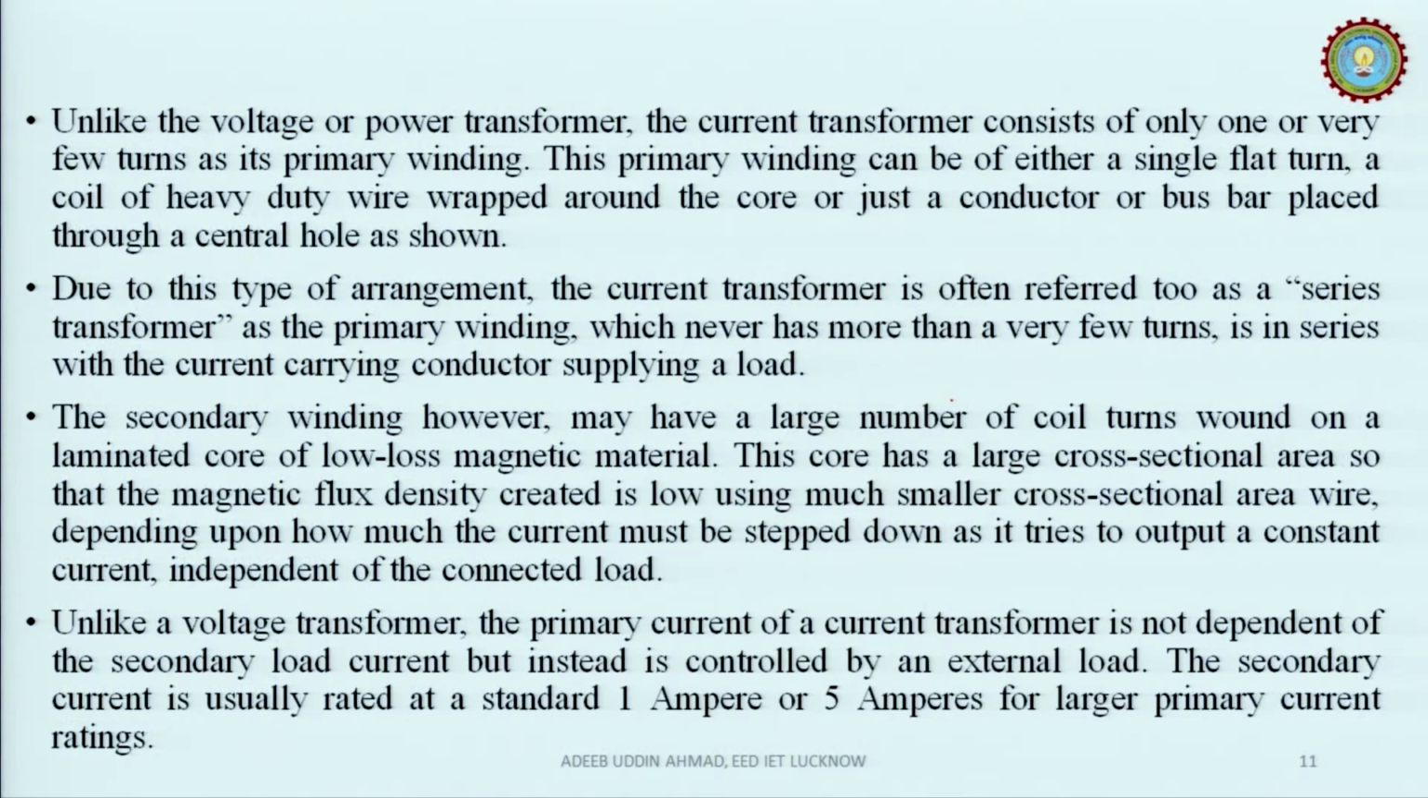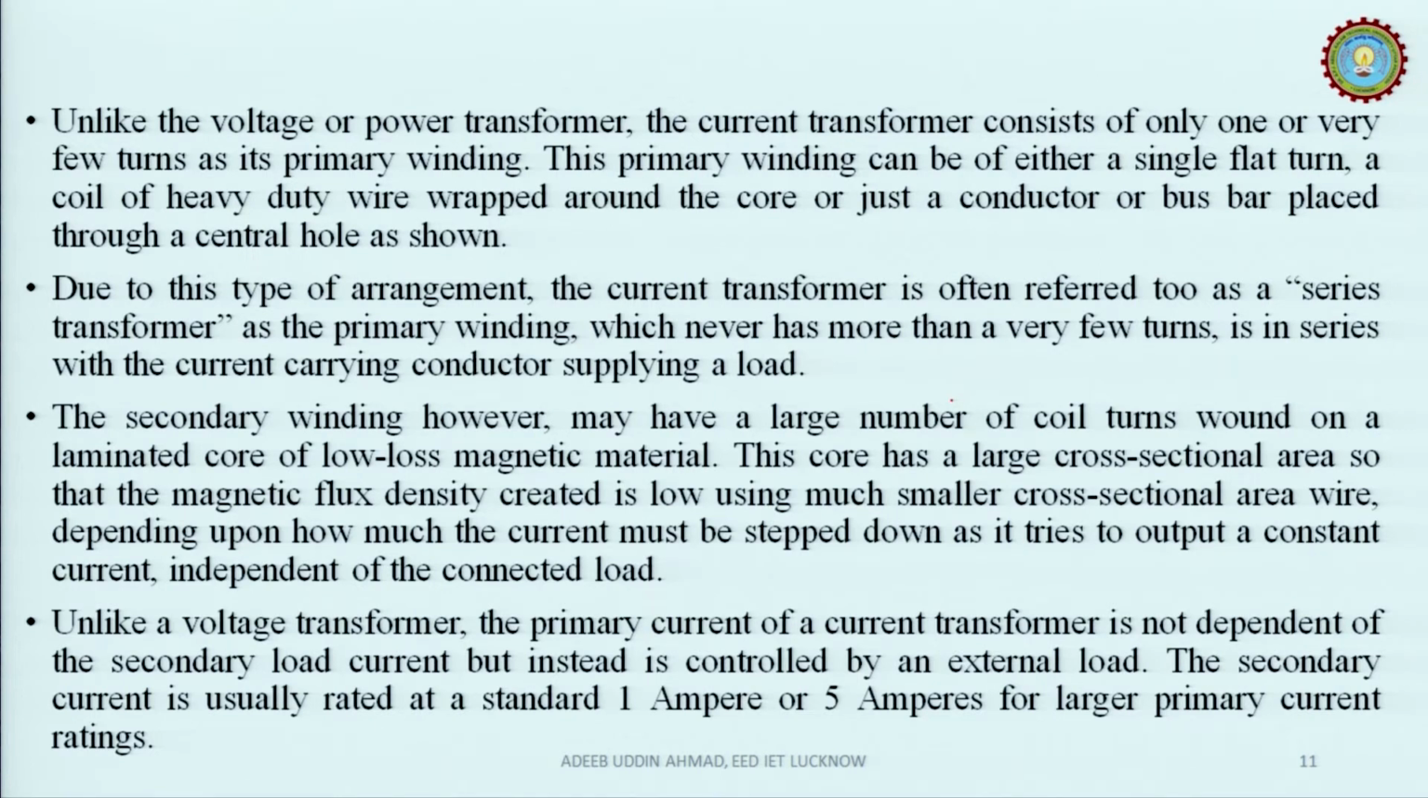The secondary winding, however, may have a large number of coil turns on a laminated core of low loss magnetic material. Such a core has a large number of turns and a large cross sectional area, so that the magnetic flux density created is low, using a much smaller cross section area of wire, depending upon how much current must be stepped down, and it tries to output a constant current independent of the connected load. So, we have some magnetic flux density principles according to that.